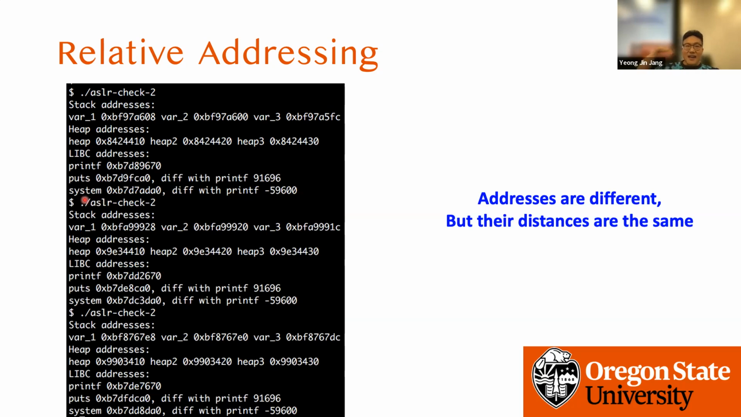And then every time I run it, that distance will never be changing. So what that means is that, suppose you leak the printf address. And then using GDB, you can open libc.so. That's a fixed binary file. Get the offset between the printf and the system, subtract that. Then you can get the address of the system in the library space. That's how we can defeat ASLR.